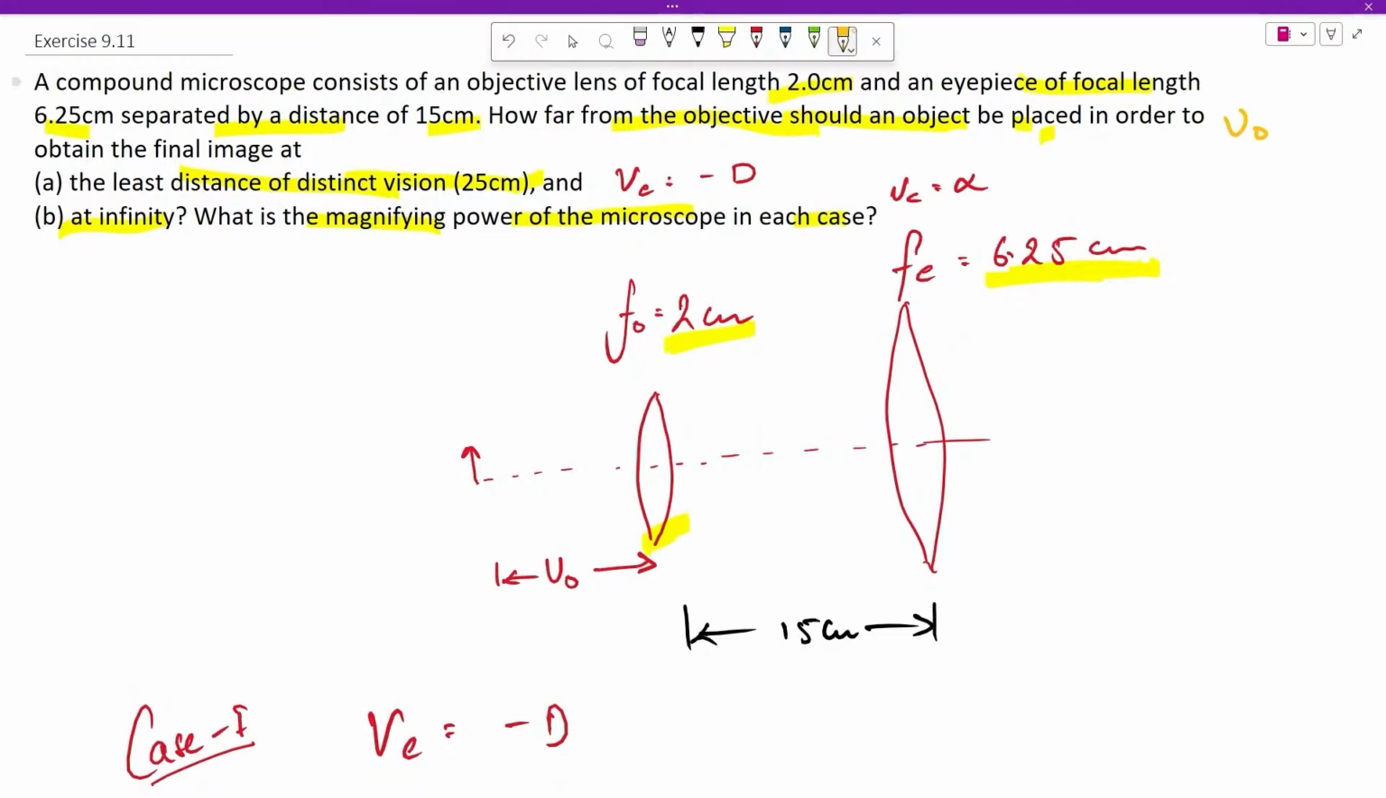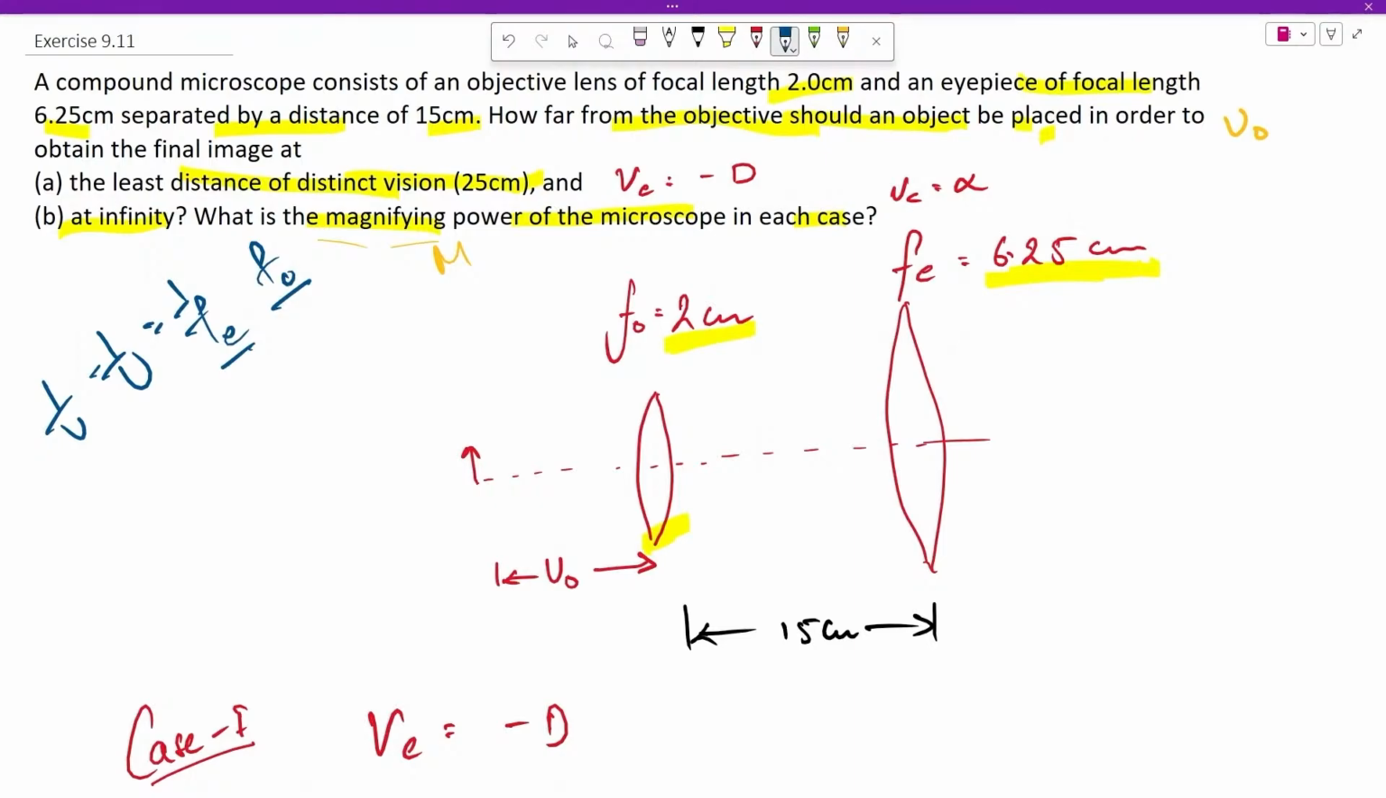Now we have to also find out what is the magnifying power of the microscope in each case. We have to also find out the value of m. Now we will use two formulas in this question. The first is the lens formula, that is 1 by v minus 1 by u equals 1 by f. Here I have represented fe and fo as the focal length of the eyepiece and the objective respectively, and subsequently u and v have also been represented with the subscript e and o, e as the eyepiece and o as the objective.